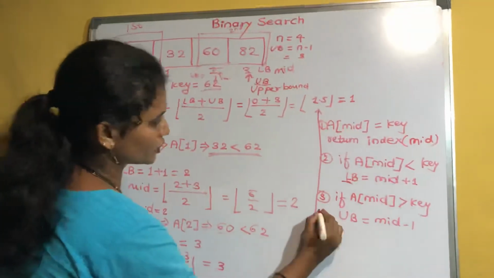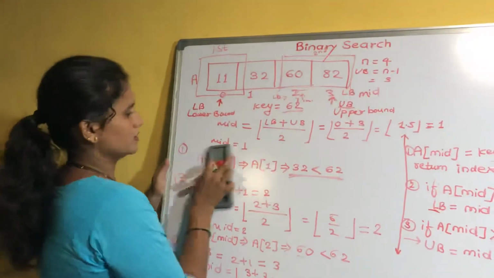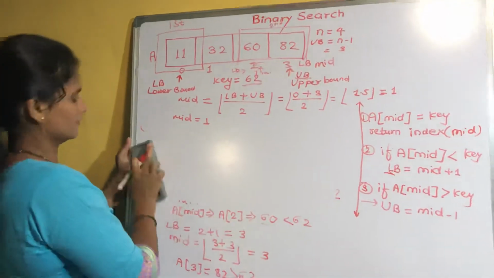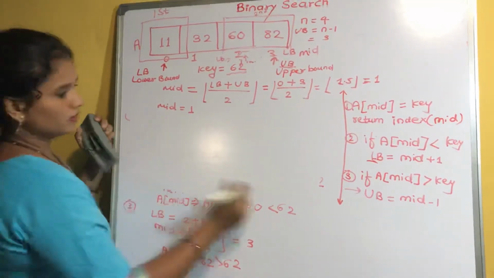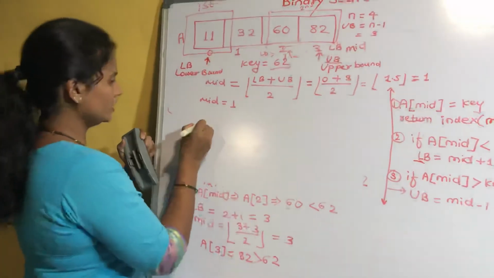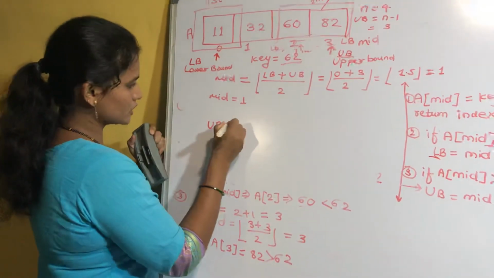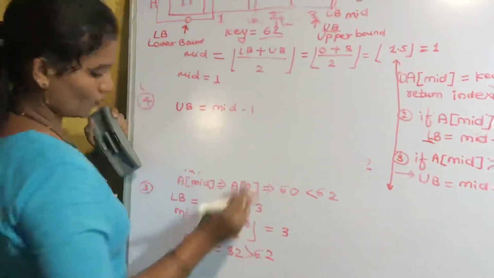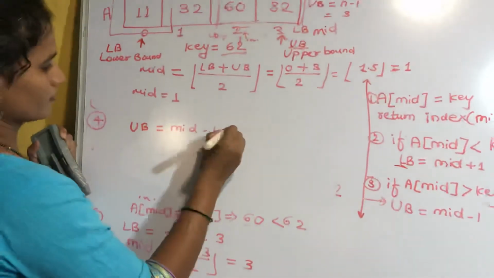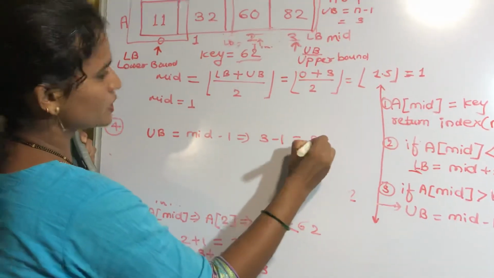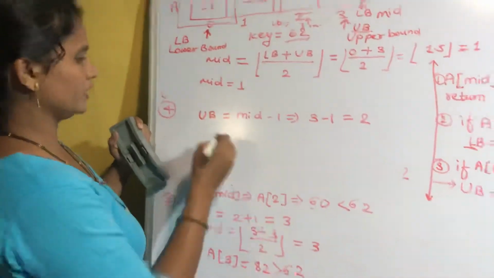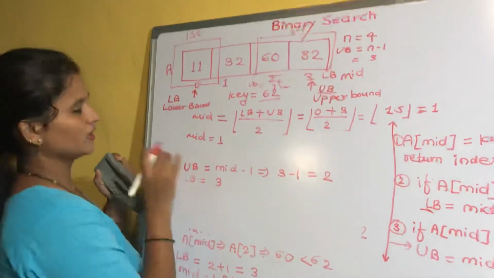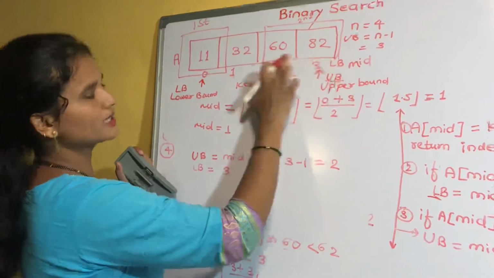So see that condition. I'll just erase this. This condition is true now. We have to update our UB. So here UB equals mid minus 1. What is the value of mid here? 3. Which implies 3 minus 1, that is 2. And our LB was 3. So the value of LB is what here? 3. Now see, here you can see that the element is not present in the array.